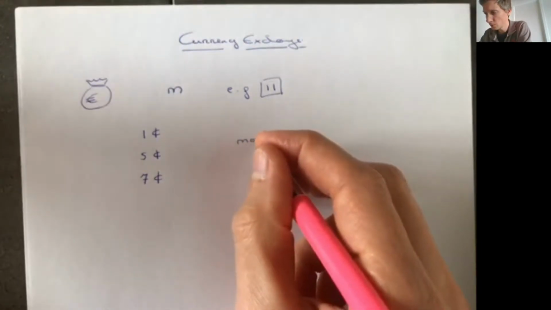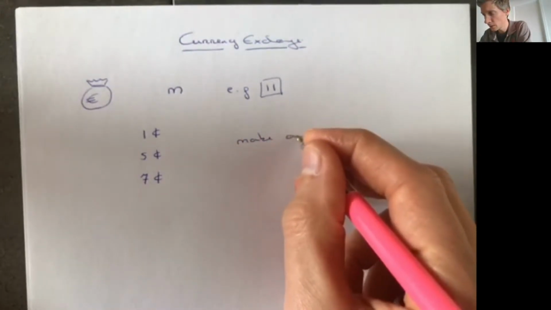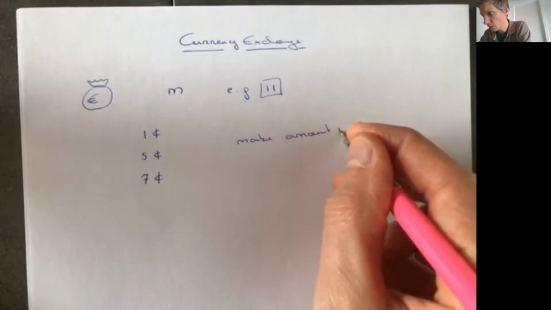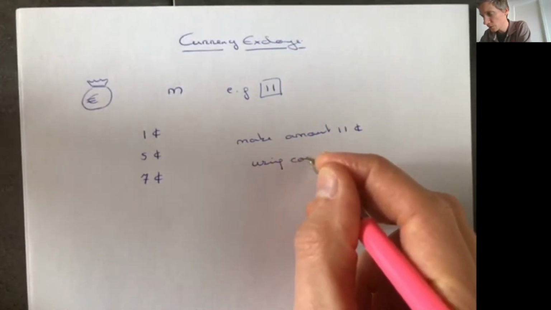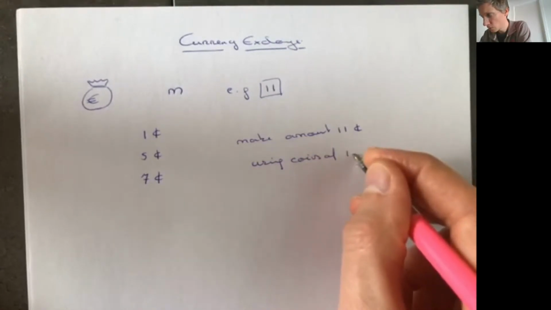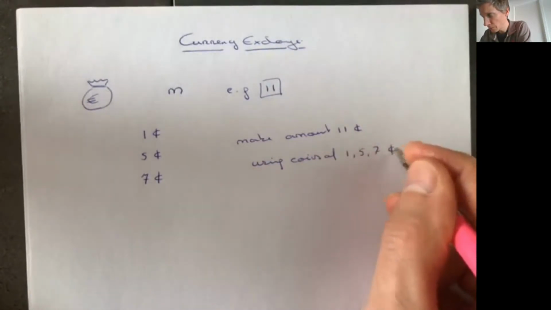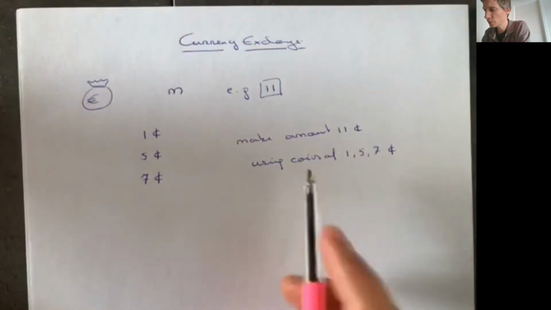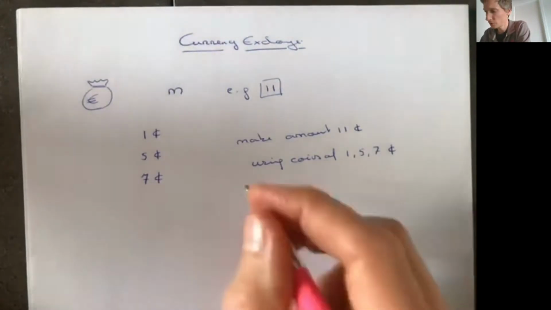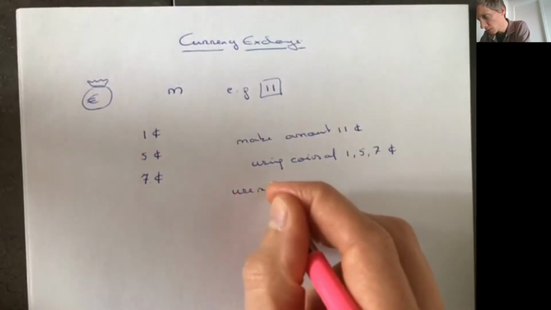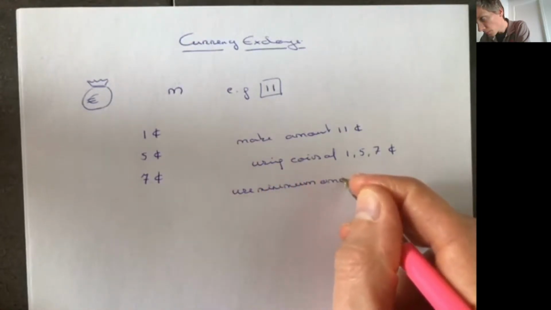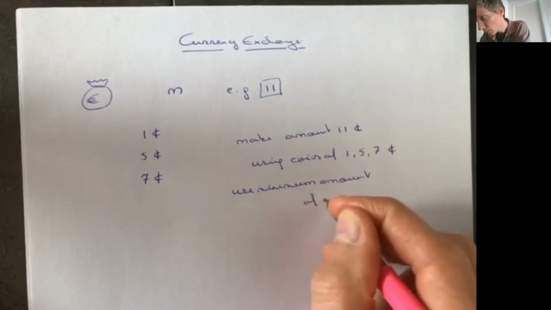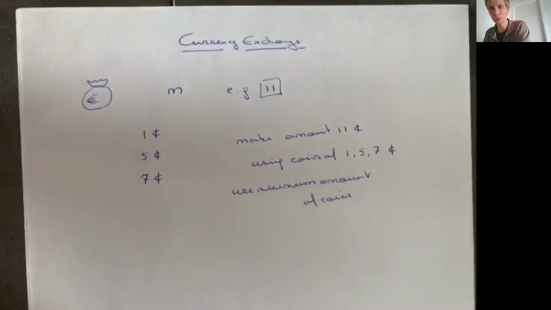So basically make an amount of 11 cents using coins of 1, 5, and 7 cents. And the problem is to use the minimum amount of coins to do this.